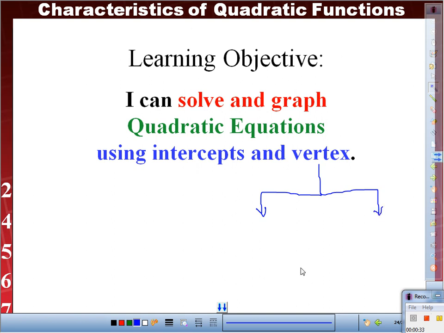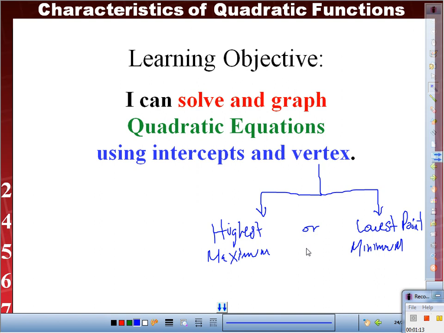Because the vertex means something in regards to the graph that we're going to do today. What does the vertex mean in regards to our graph? The vertex is what we call the highest or lowest point on our graph. Once again, it's called the highest or the lowest point. Another word that they use for highest is the maximum. Therefore, the lowest point is the what? Minimum. And let's see how that looks.